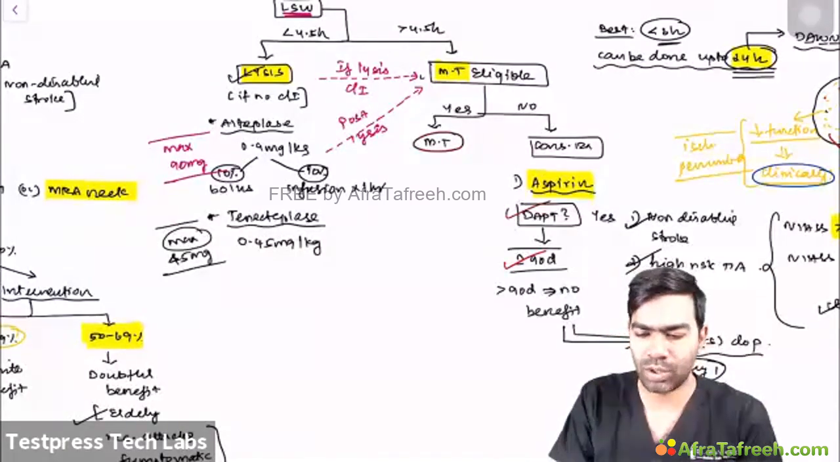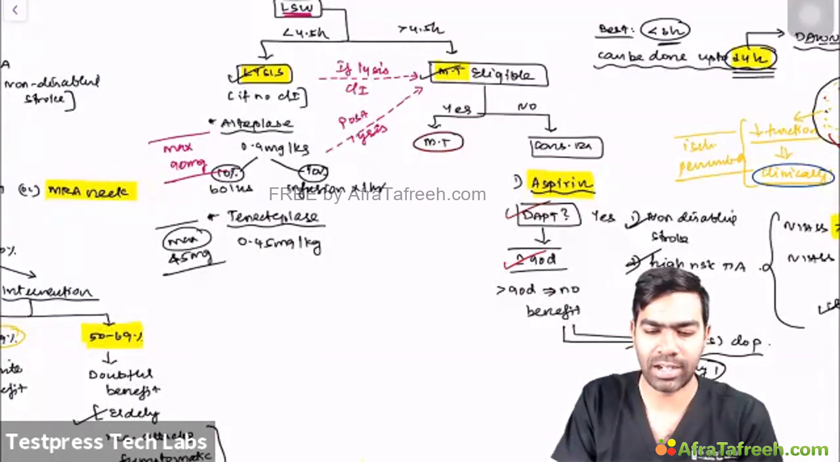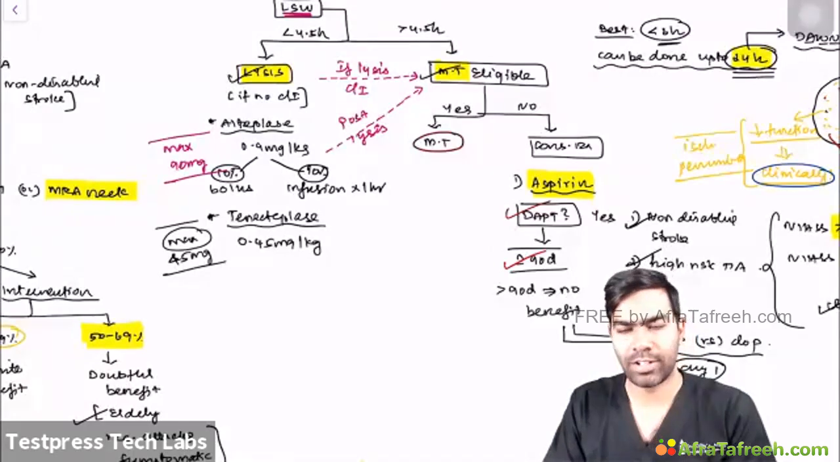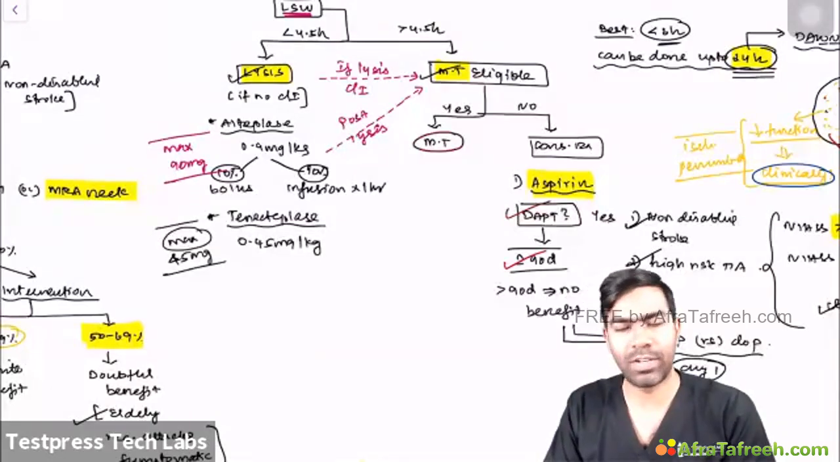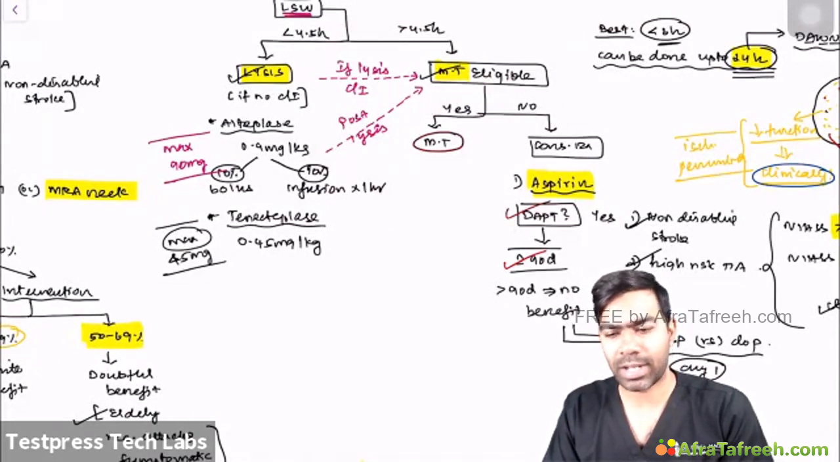Then a whole different question pops up in your mind. Why should we do thrombolysis or mechanical thrombectomy? What is the need here? You can just leave it off, right? What do you want to do in the first place? The reason is because they provide a substantial disability benefit. Aspirin will not provide any disability benefit. It will provide only mortality benefit.